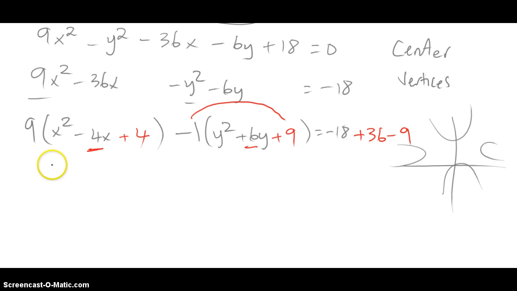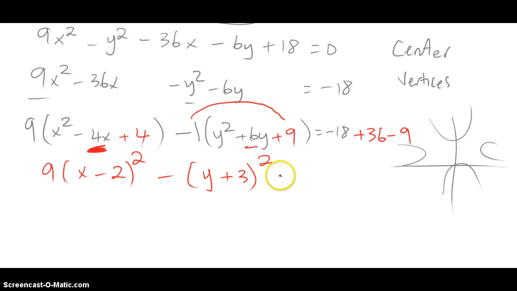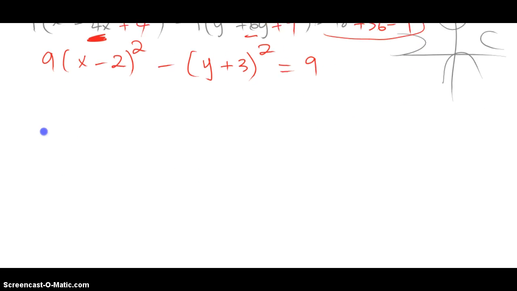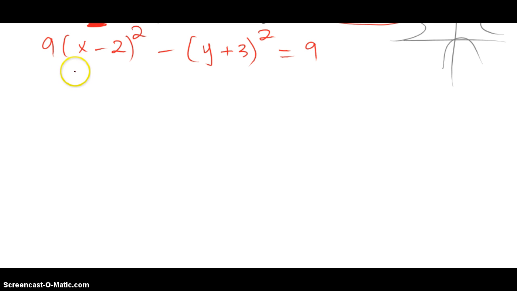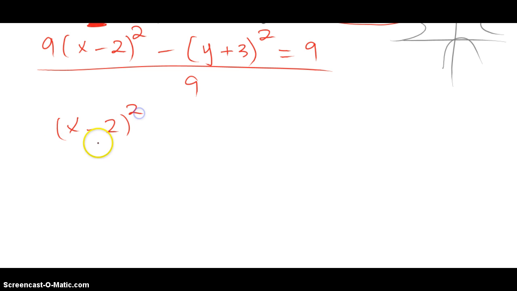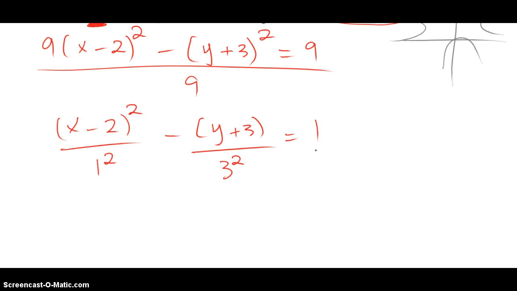Now we can complete the square, so this is going to become 9 times (x minus 2) squared. That's the rule. You basically take half of this term. Minus (y plus 3) squared. And when we simplify all of this, we're going to get what? 18 minus 9 is 9. We're almost there. Now we're just going to divide the whole thing by 9, which is going to give us (x minus 2) squared over 1 squared minus (y plus 3) squared over 9, which is the same as 3 squared. And then 9 over 9 is just 1. We now have our standard form.